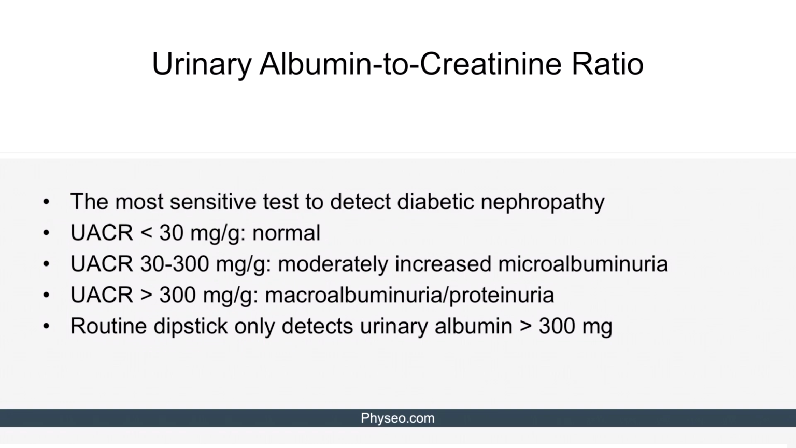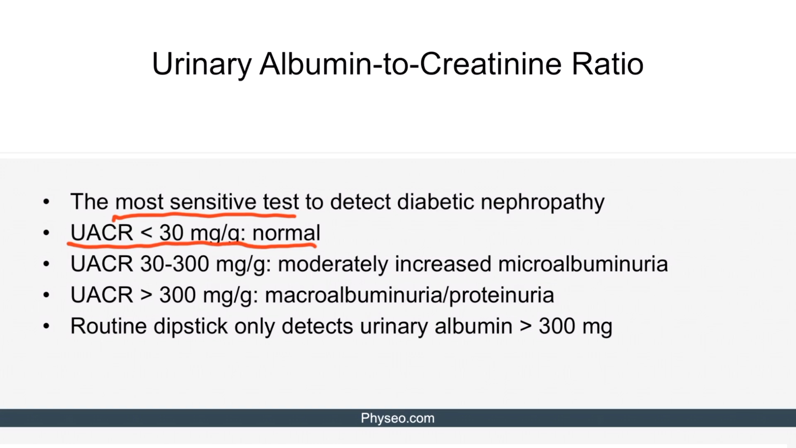So as already mentioned, it's crucial to detect this diabetic nephropathy at the stage of microalbuminuria, but the question is, how do you screen for it? Well, the most sensitive test is the urine albumin to creatinine ratio, or the UACR for short. Now, thankfully, this does not require a 24-hour collection of the urine. In fact, all you need is a spot urine sample. And normally, the ratio is less than 30 milligrams of albumin per gram of creatinine. So less than 30. That's normal.